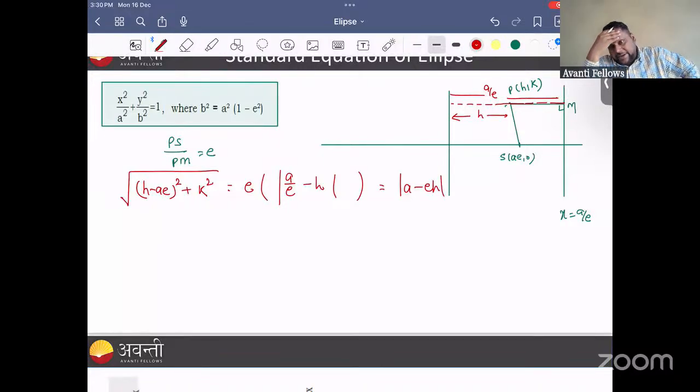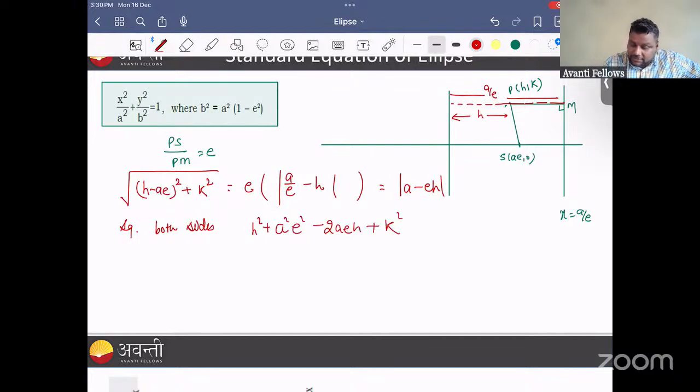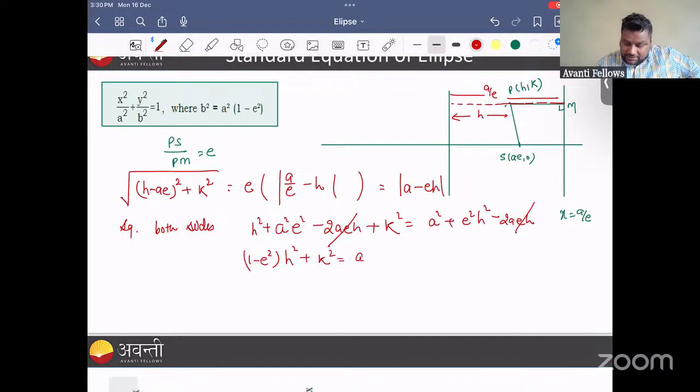So it is mod of A minus EH. Fine. Now square both sides. So you get H square plus A square E square minus 2AEH plus K square is A square plus E square H square minus 2AEH. So this 2AEH cancels. So it is 1 minus e square into h square plus k square is a square into 1 minus e square. Got it?